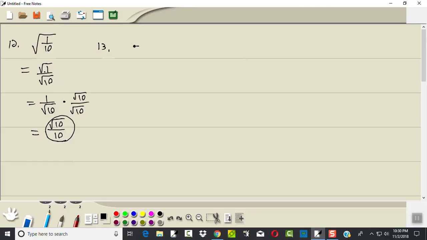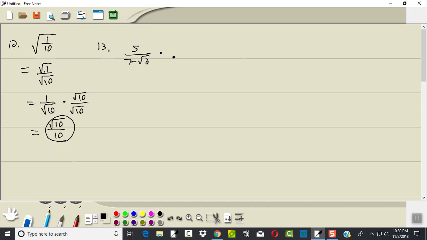13. We got 5 over 7 minus square root of 2. This one's a little bit different than the previous problem where we had a single square root in the denominator. If you have two items in your denominator and at least one of them is a square root, we can't have a square root in the denominator. That's still true. But now you're going to multiply the top and bottom by the conjugate of the bottom.